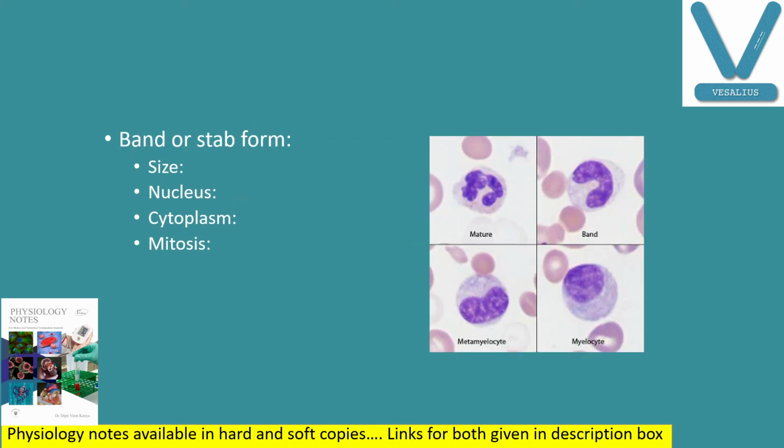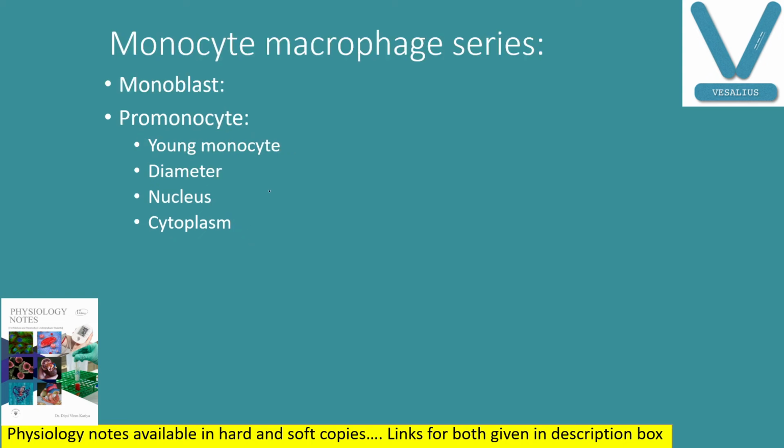Next is the band form. You can see here in this diagram, this is the band form. Size is slightly smaller than metamyelocyte, the nucleus undergoes further condensation, and it becomes band shaped. Cytoplasm is pink and contains fine, evenly distributed granules. Mitosis is now absent, as we have already discussed.